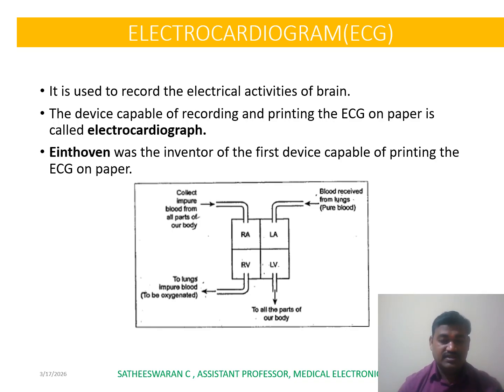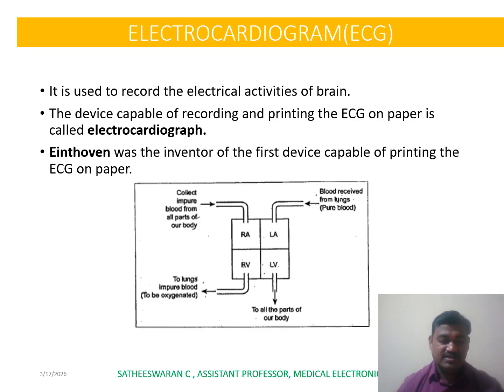Then coming to the blood vessels, there are three main types of blood vessels: artery, vein, and capillaries. All arteries carry pure blood except the pulmonary artery. Similarly, all veins carry impure blood except the pulmonary vein. Arteries are thick-walled vessels used to carry oxygenated blood away from the heart to various organs. Veins are thin-walled vessels through which impure blood returns to the heart.